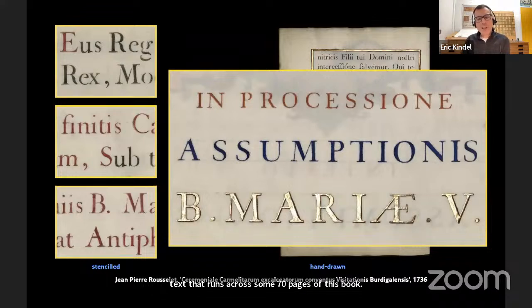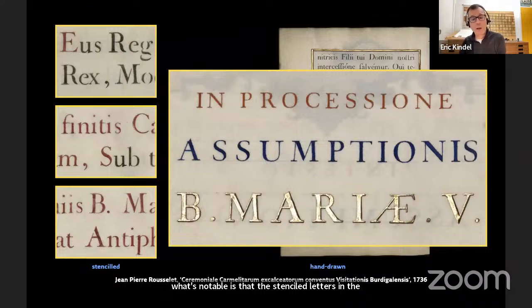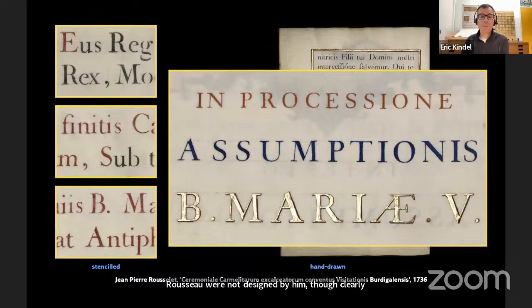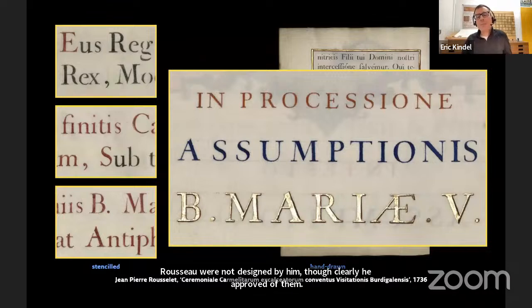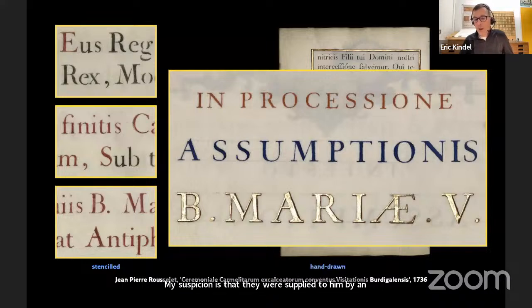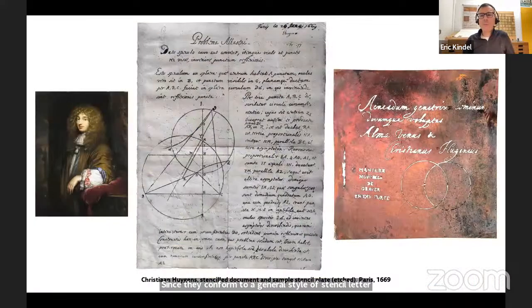And if we look closely at the design of the letters, what's notable is that the stenciled letters in the text are different and distinct from the letters of the titles, headings, and initials, which are hand-drawn. This may suggest that the stencil letters used by Rousselet were not designed by him, though clearly he approved of them. My suspicion is that they were supplied to him by an engraver or stencil maker in Paris, since they conform to a general style of stencil letter that one finds in Paris throughout much of the 18th century.